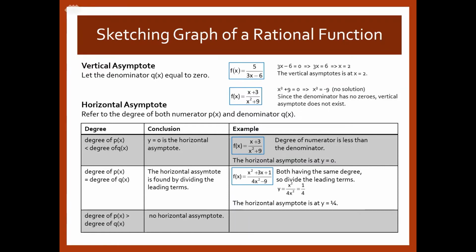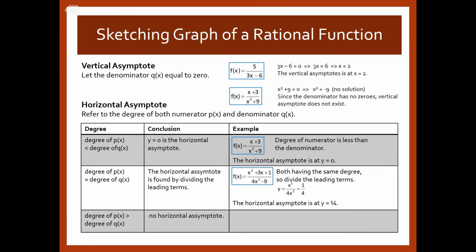If the degree of p is less than q, then y equal to 0 is the horizontal asymptote. If the degree of p is equal to q, then the horizontal asymptote is found by dividing the leading terms. If the degree of p is greater than q, then there is no horizontal asymptote.